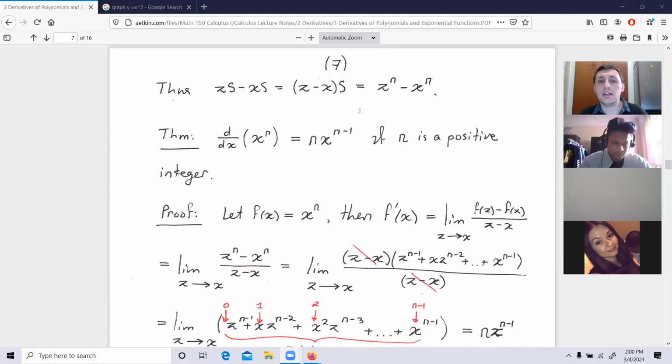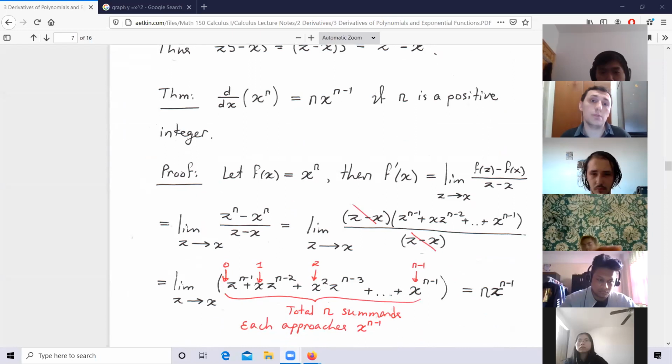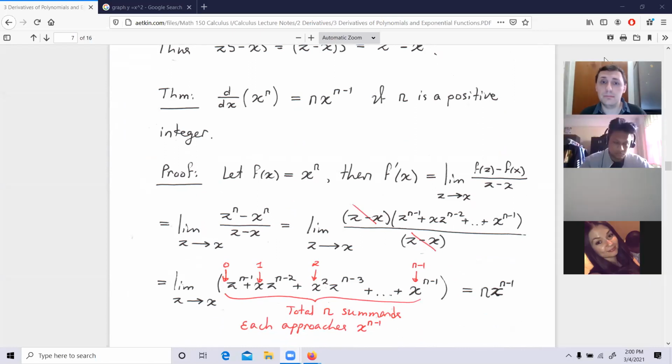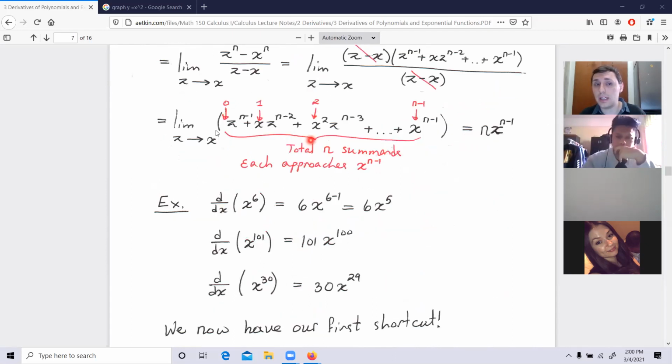Now, this gives us the ability to prove that the derivative of x to the n is nx to the n minus 1. Here we go. We are taking x to the n, we take the derivative, limit as z goes to x, f of z minus f of x over z minus x. We factor the numerator. We write it as z minus x, and we have that formula. We cancel it out.